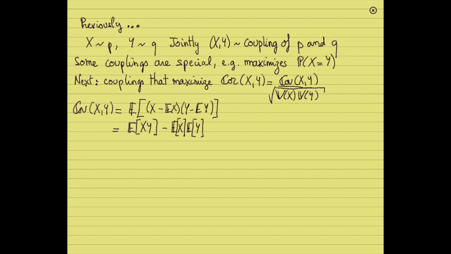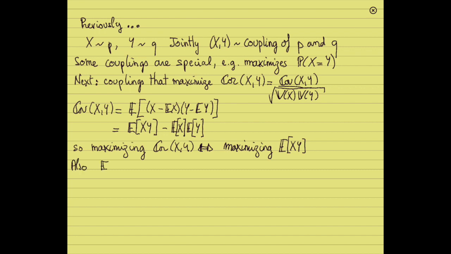And so maximizing the correlation, given that the marginals p and q are fixed, is exactly the same as maximizing the expected product of x and y. The other quantities, the expectation of x, for example, is given by the marginal distribution p. So here we're only acting on the relation between x and y.